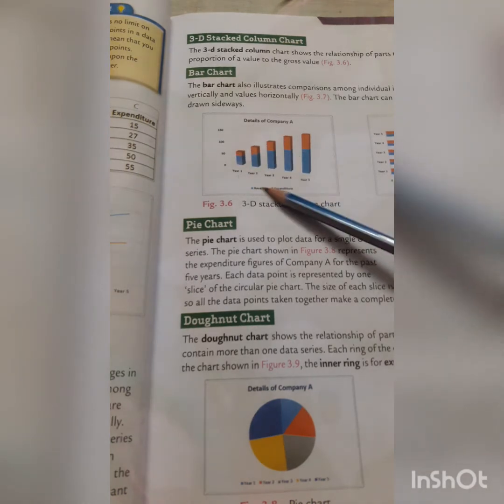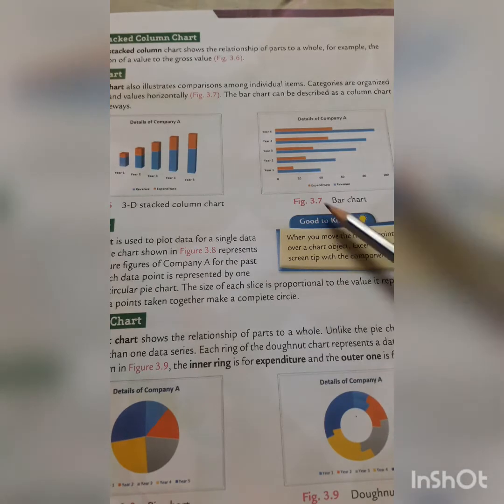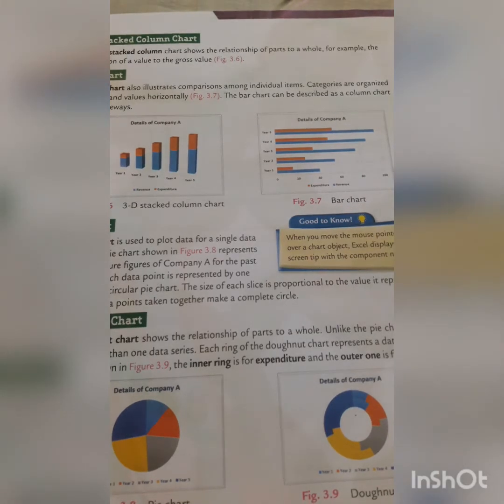This one is bar chart. This one is 3D stacked column chart. A bar chart illustrates comparisons among individual items. In a bar chart, the categories are organized along the vertical axis and the values are organized along the horizontal axis. To create a bar chart, arrange the data in columns or rows on the worksheet.